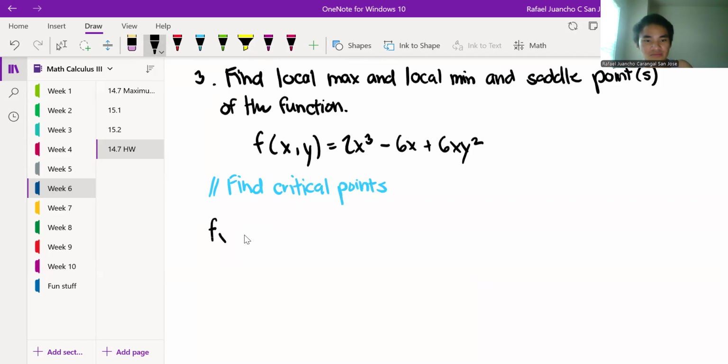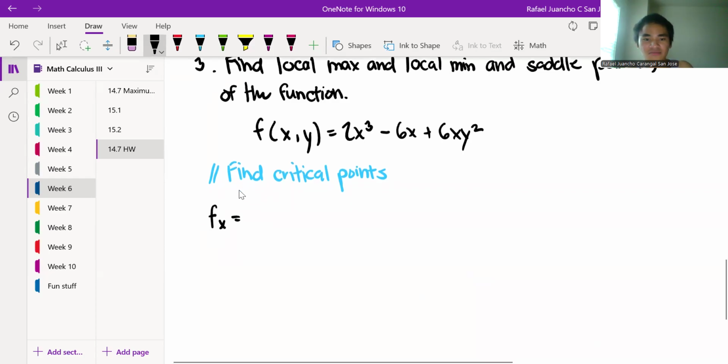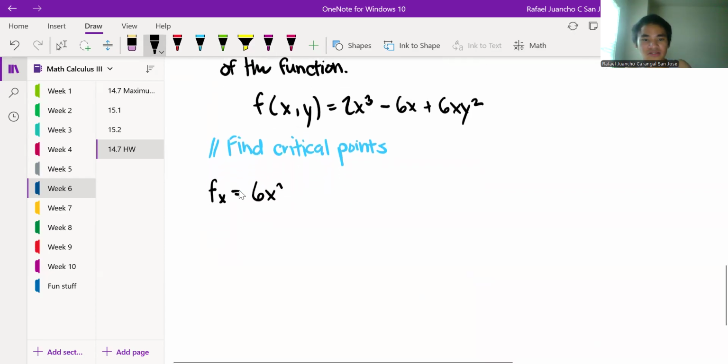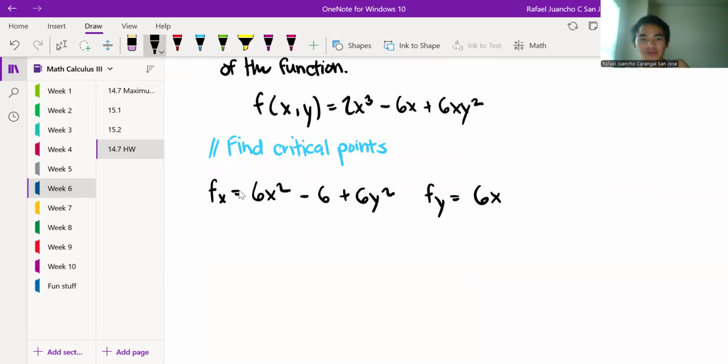And so I take its f sub x. So this is 6x squared minus 6. Then this is 6y squared, right? My f sub y is, no, these are 0. This is, I leave my 6x be, but then I multiply 2, so this becomes 12x. And this is y, right?